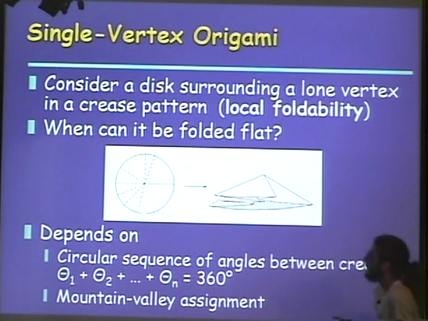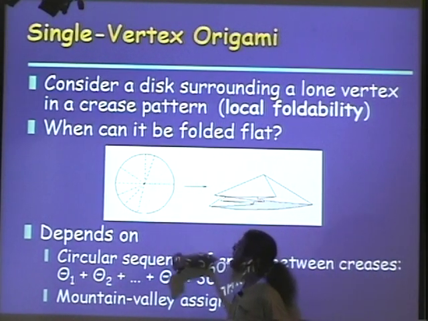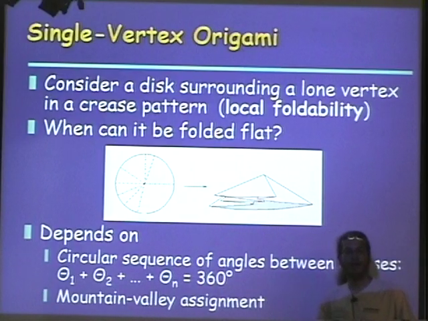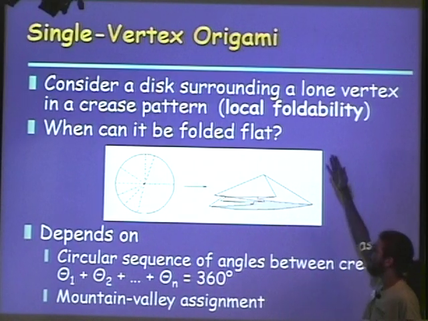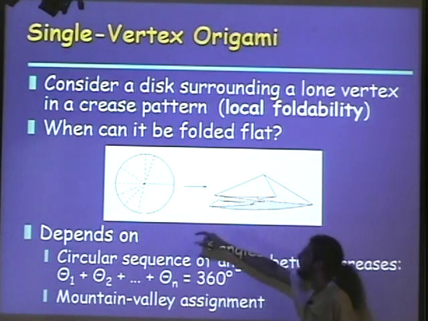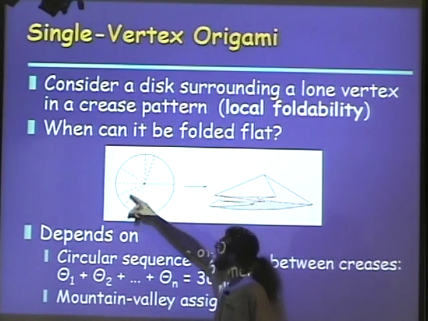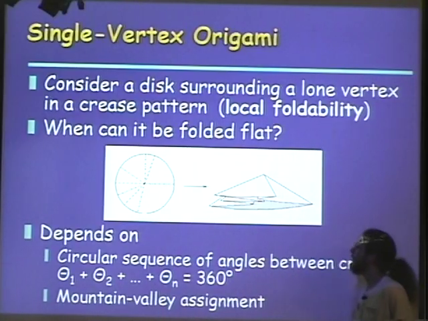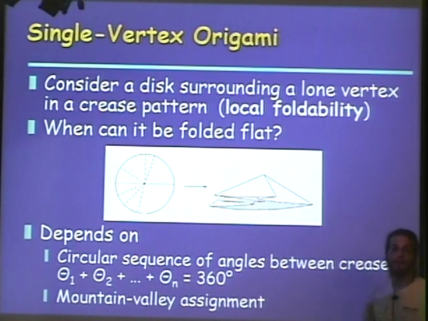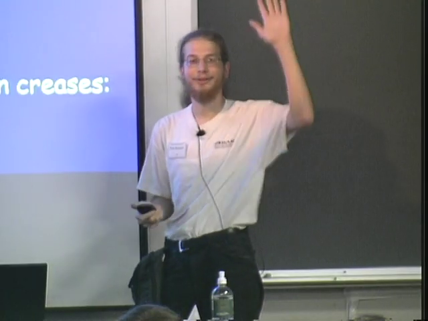The input is, in general, an embedded graph. But let's start with the simple case of a single vertex where the input is a sequence of angles. So I give you this angle, this angle, this angle, this angle. They sum to 360. Decide whether it can be folded flat. And probably this isn't obvious. I don't know if you've solved it already. Anyone have a solution?